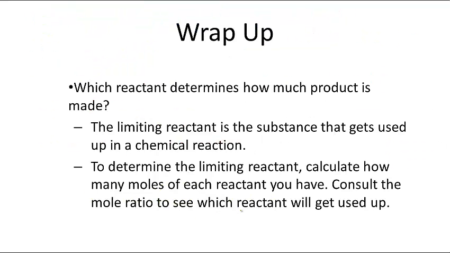All right. Which reactant determines how much product is made? The limiting reactant is the substance that gets used up in a chemical reaction. To determine the limiting reactant, calculate how many moles of each reactant you have, then use the mole ratio to see which gets used up.